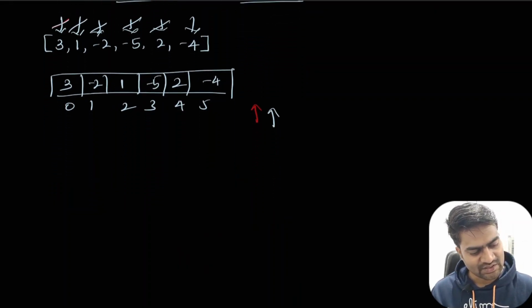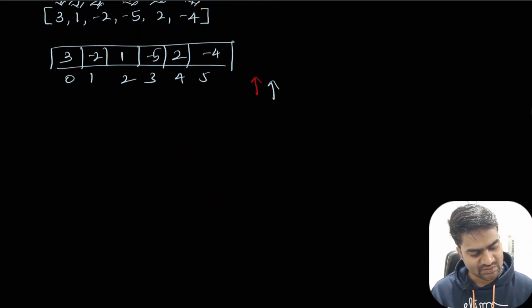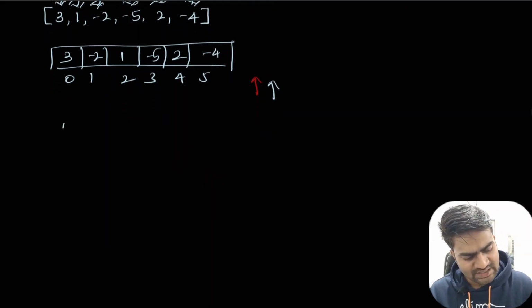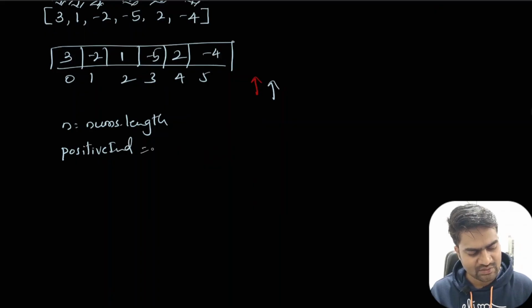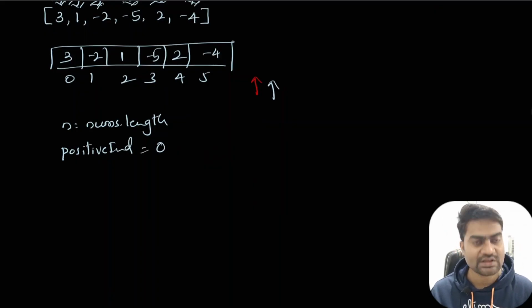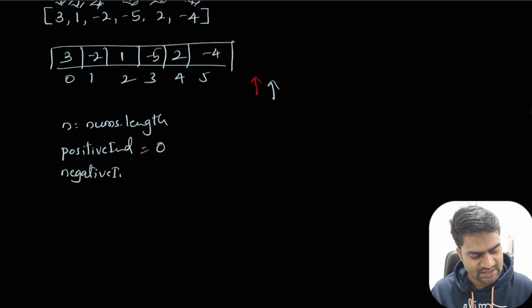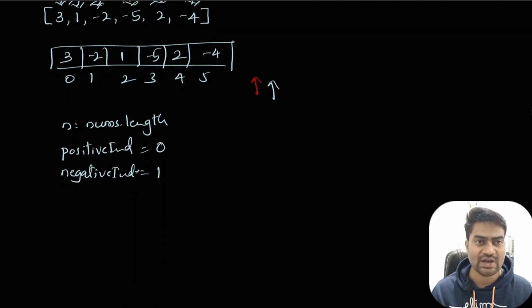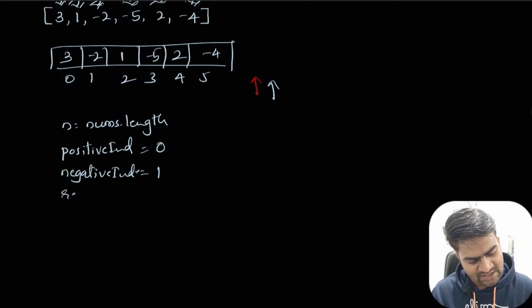Okay, let us try to write the pseudo code for this one. So now what I will do, I will take n equal to nums.length as usual. Then I will take a positive index equal to, initially it will be pointing to 0. Okay, then negative index, it will be pointing to 1. Okay, so with that, now I will also take my result array. This will be an empty array.